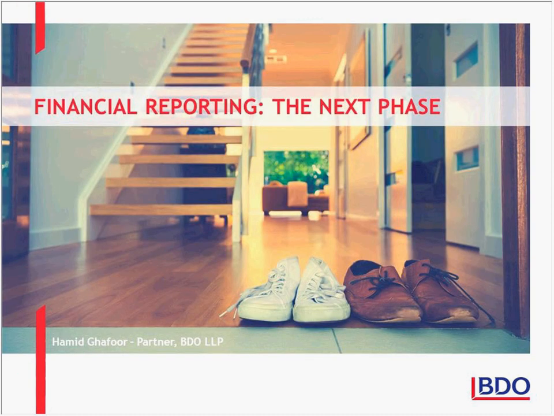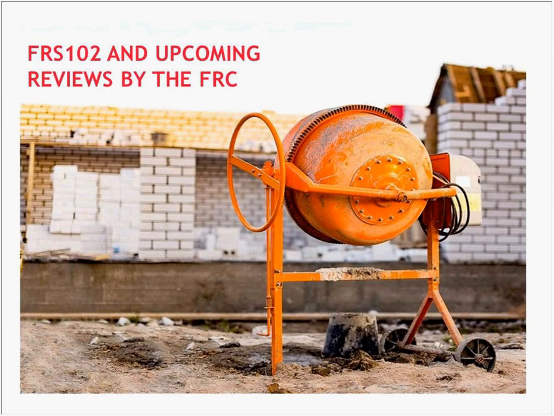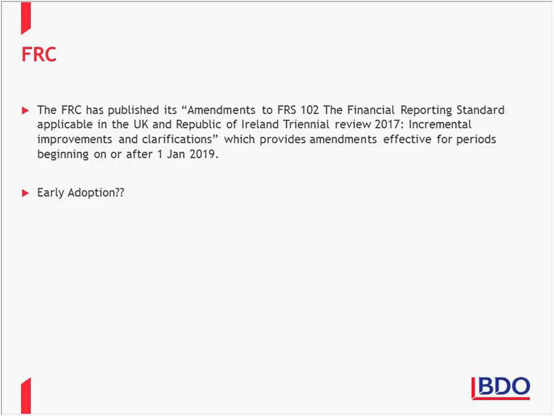We're talking about financial reporting and the next phase and the changes flowing through here. As many of you know, we went through quite significant change a couple of years ago now around FRS 102. And what came out off the back of that was a triennial review by the FRC. That amendment to FRS 102 triennial review has now been published. And effectively it provides additional guidance for periods beginning on and after January 2019.